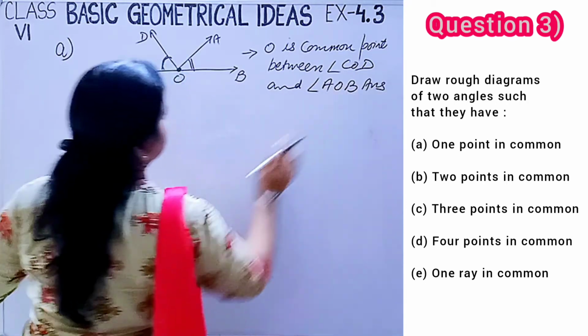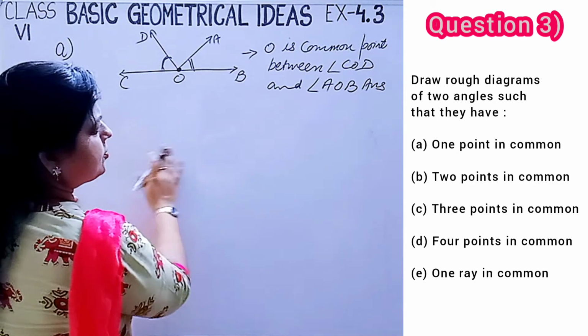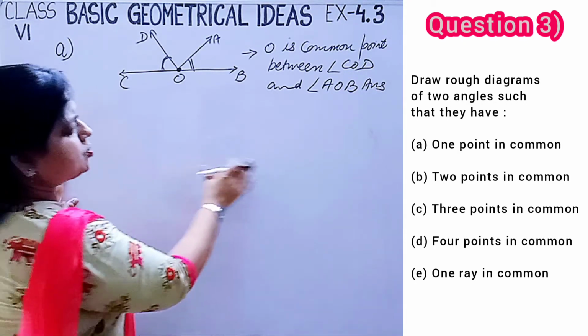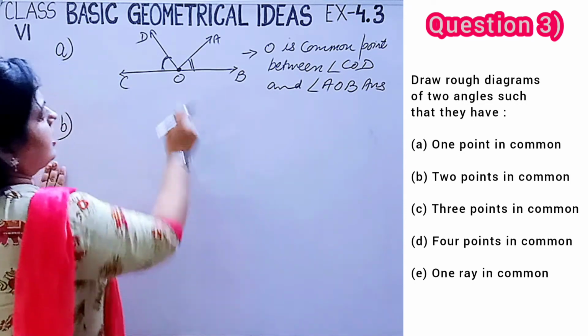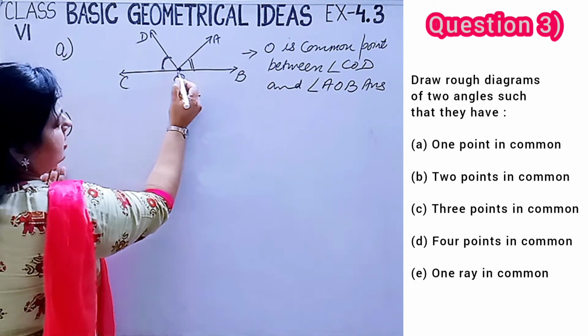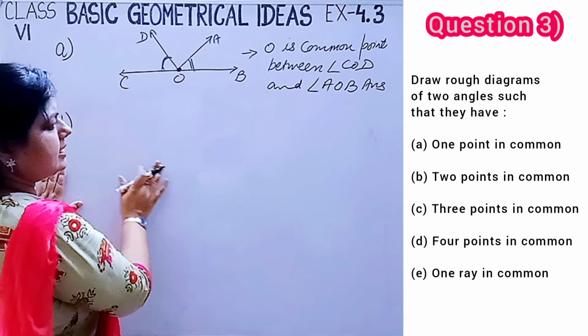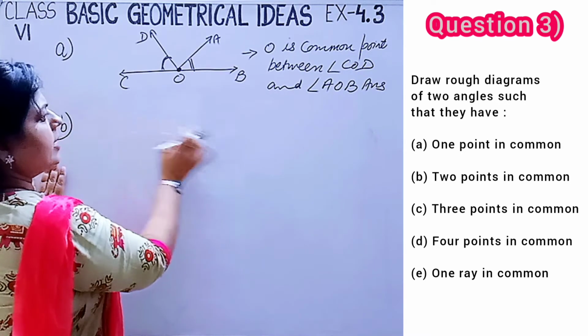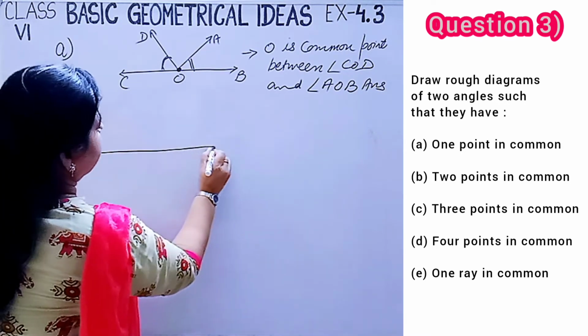Answer. B part. In B part, we have to draw a diagram of two angles such that they have 2 points in common. Here only 1 point was common. Now we have to find a diagram in which at least 2 points are common in two angles.